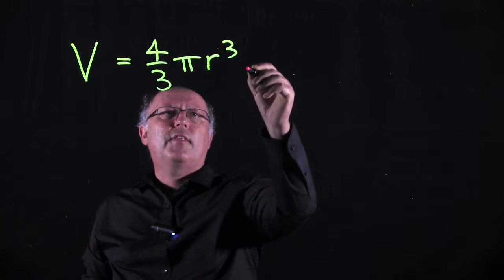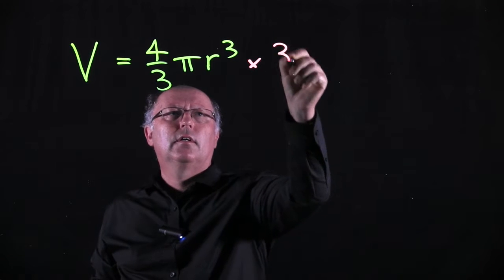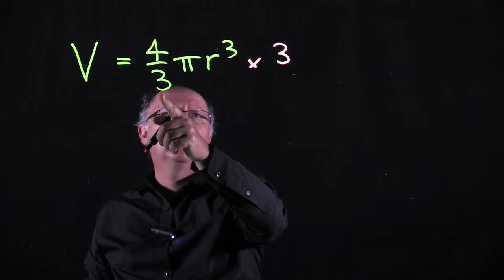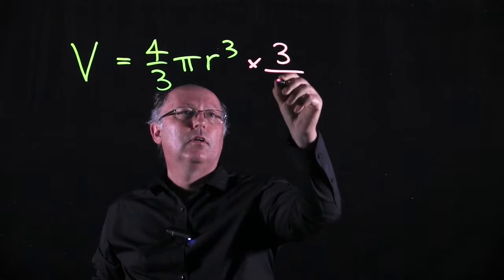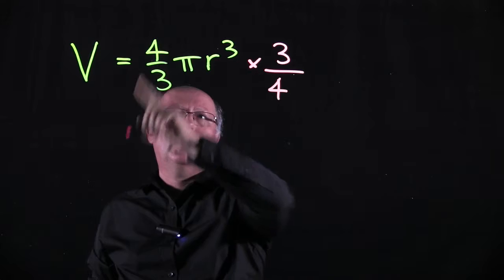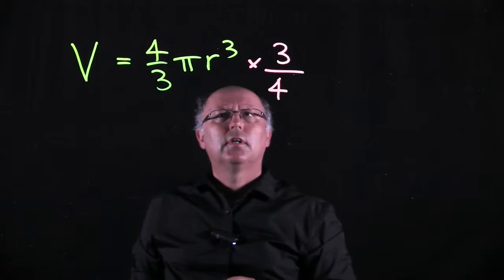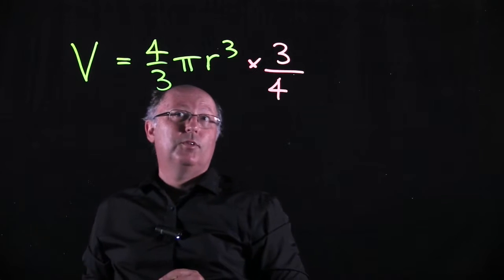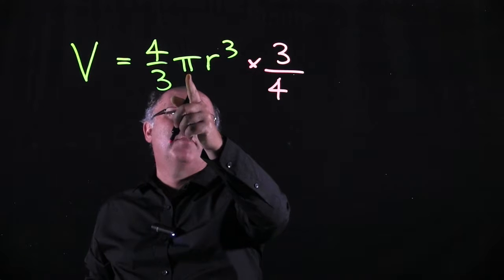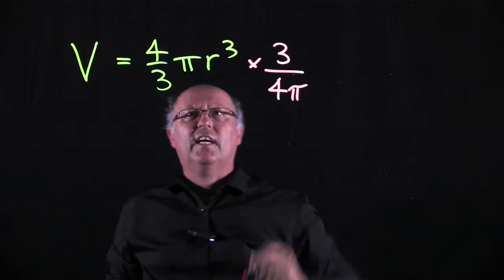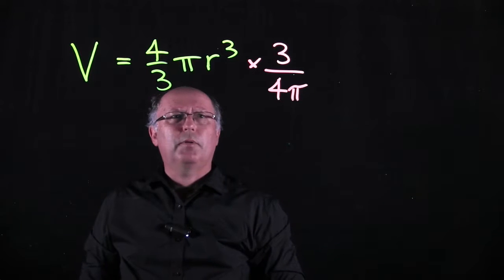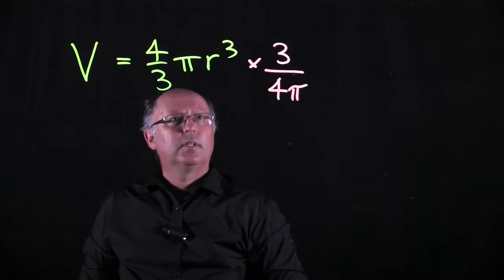So I'm going to multiply by 3 to cancel that 3. At the same time, I will divide by 4 to cancel that 4 there. And I might as well, while I'm doing it, divide by pi to cancel that number there. Remember, pi is just a number like any other number. It's a strange number, but it behaves the same way.